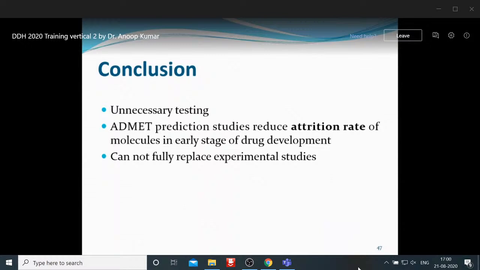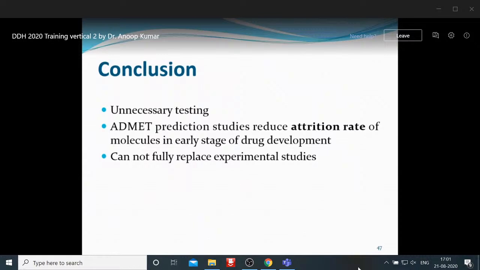So these computational techniques are particularly helpful to reduce. We can design different analogs, and we can predict the activities, as well as the toxicity, as well as the ADMET profiles of the molecule. So ADMET predictions in early drug discovery reduce the attrition rate of molecules in the early stage of drug development.